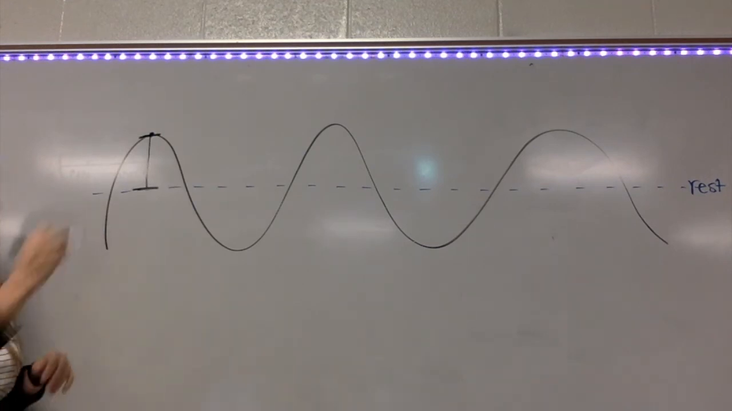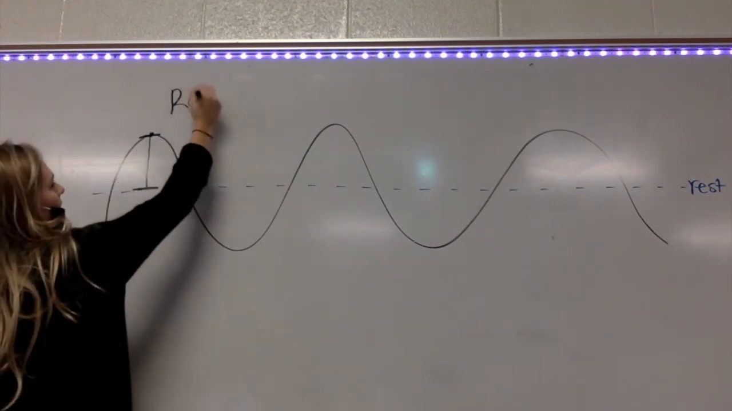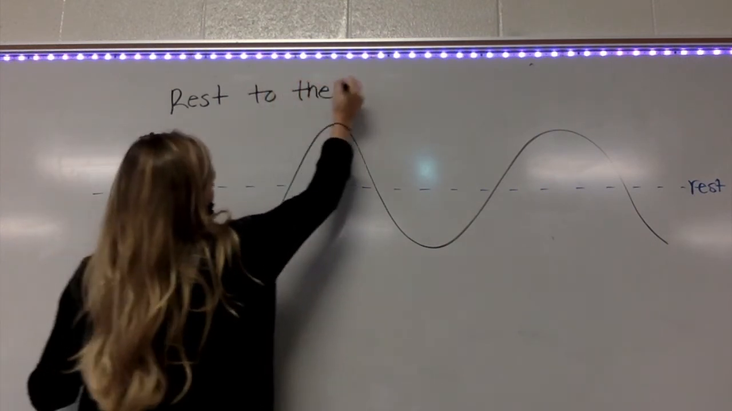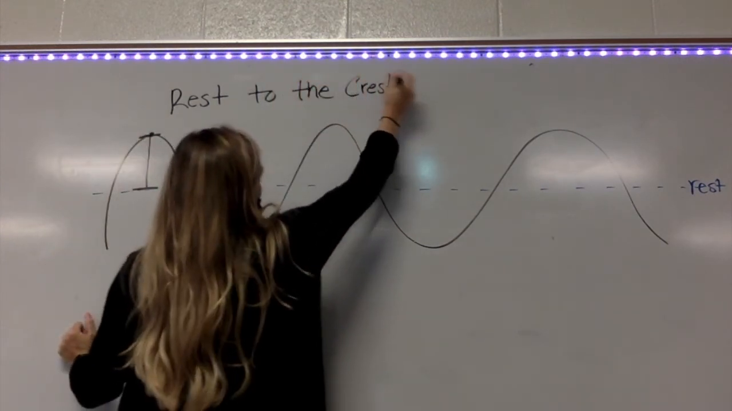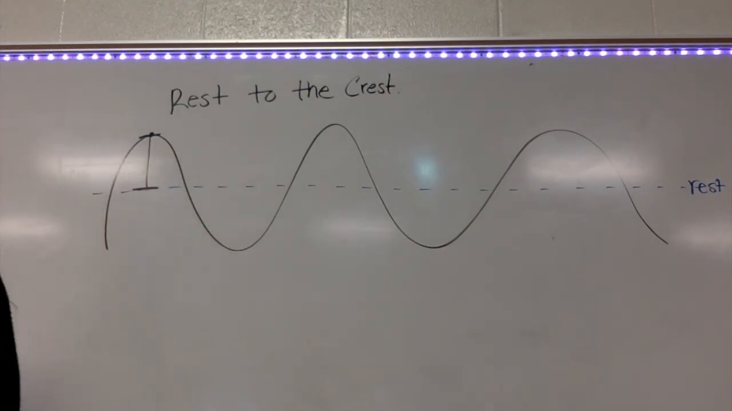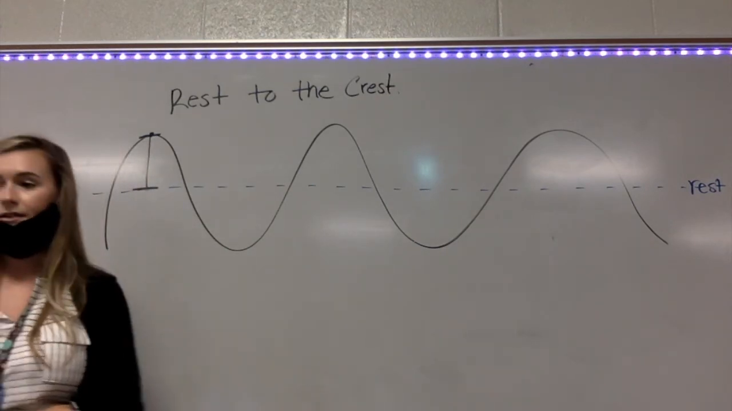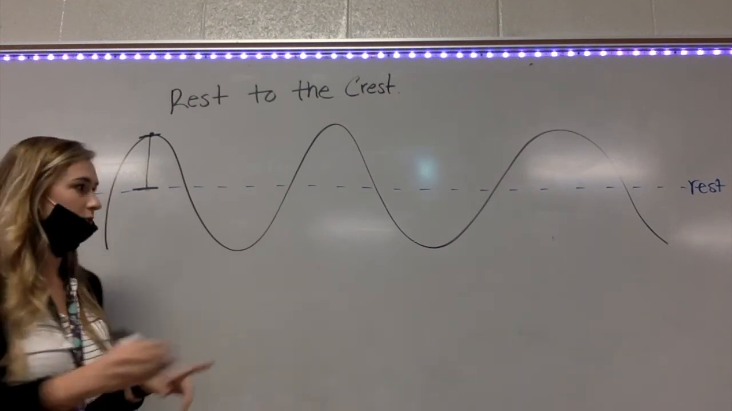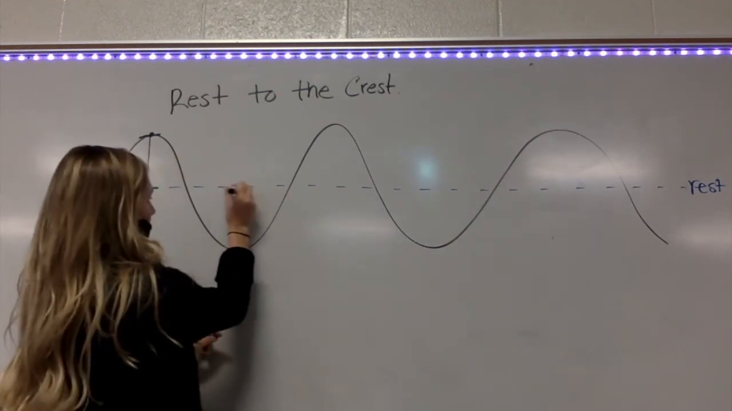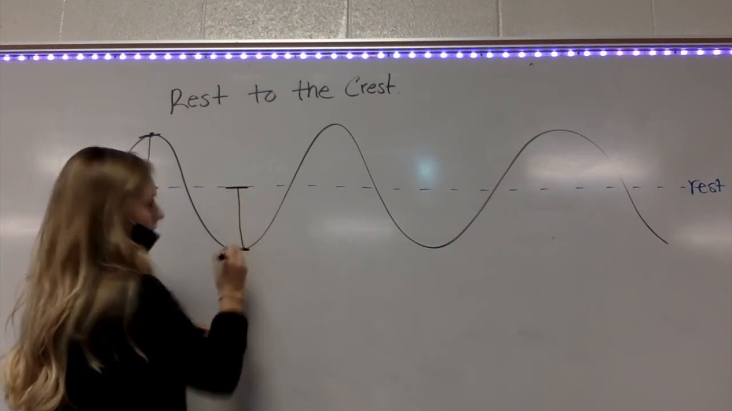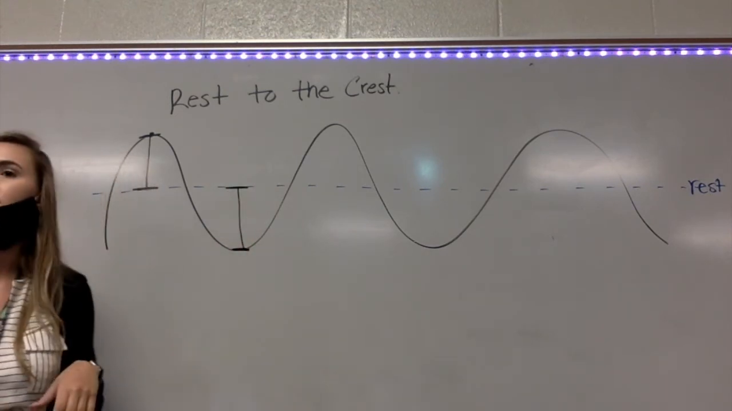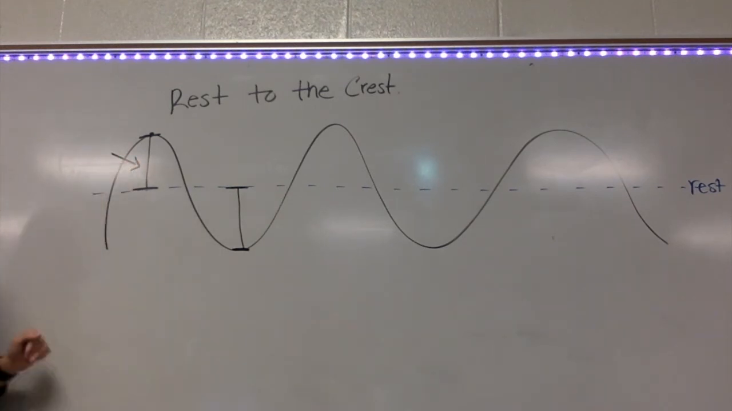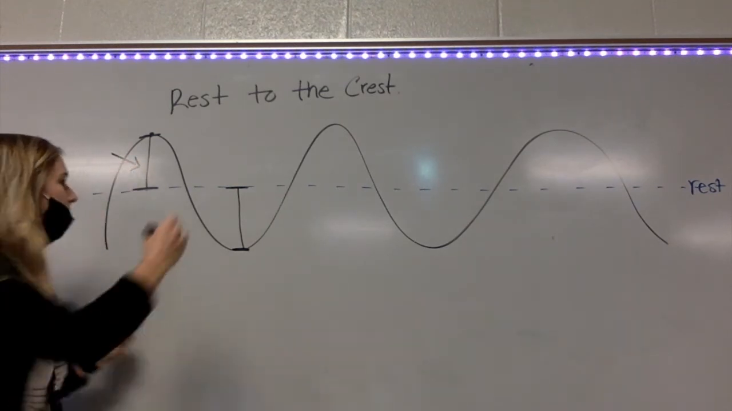That's a cheat code for you. You might want to write rest to the crest is what amplitude is. But it does say that it's from any distance from their rest position. So it's also the rest position to the trough. It just doesn't rhyme as good. So rest to trough as well. So go ahead and label those two, and we'll have to get back to them tomorrow whenever we start class.